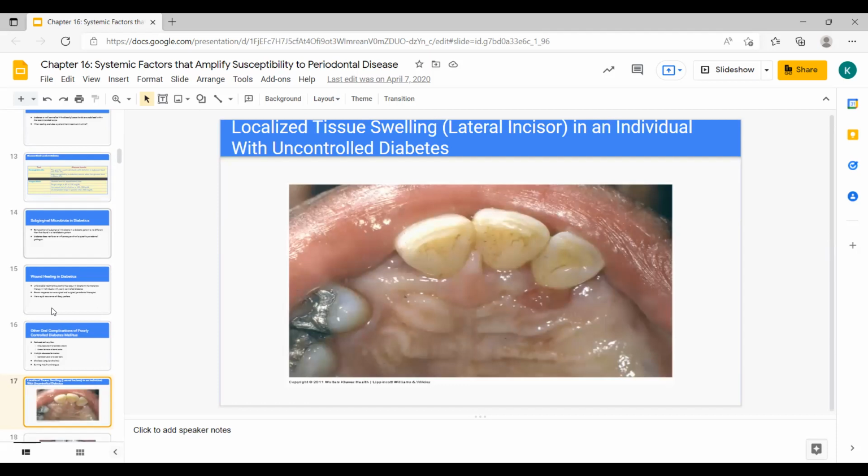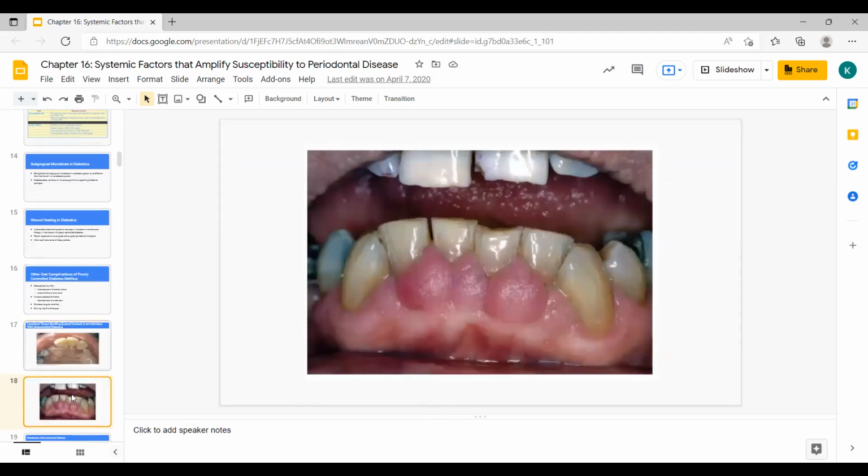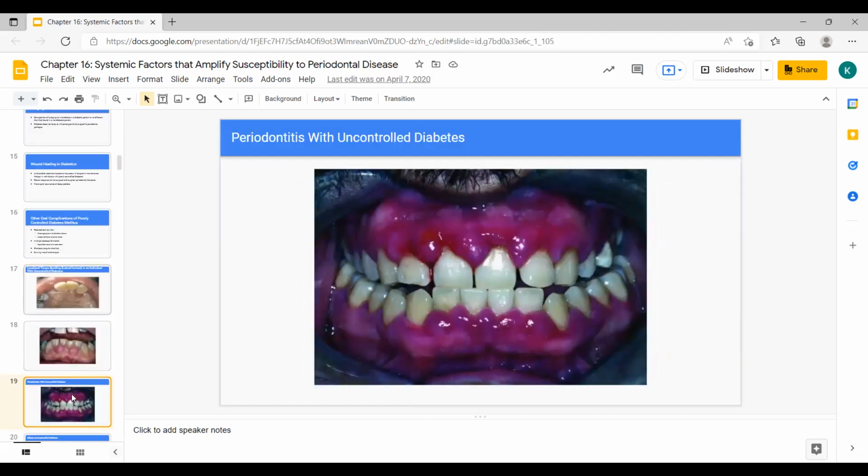Localized tissue swelling of an individual with diabetes. So you can see the lateral incisor on the lingual has quite a bit more inflammation. Some pretty fibrotic tissue here in the lower anteriors. Periodontal disease with uncontrolled diabetes. These photos are really hard because it's like, yeah, is it diabetes? There's tons of subgingival calculus, a combination of all of it, probably.